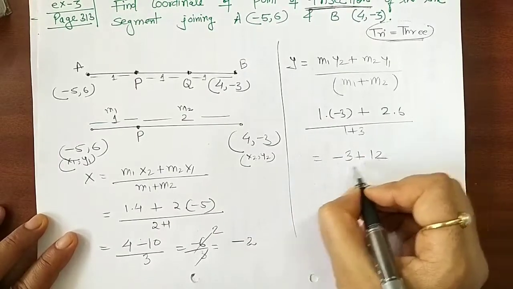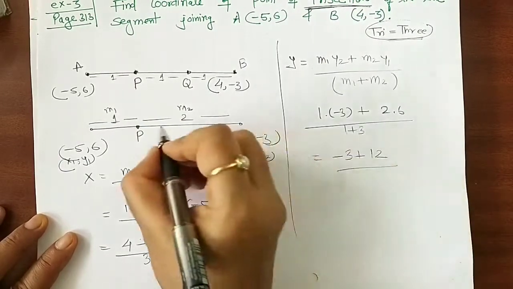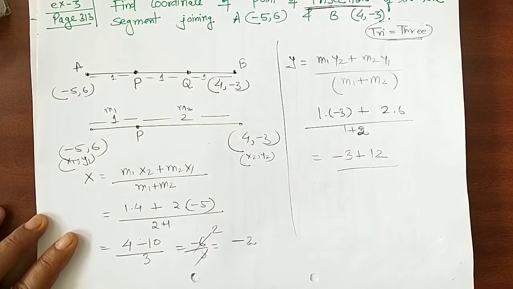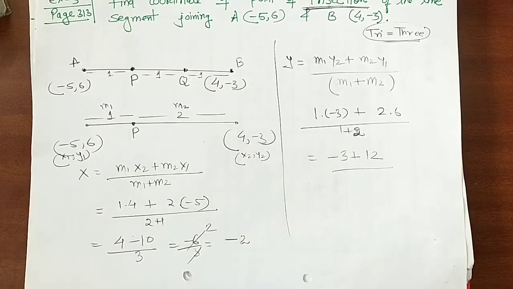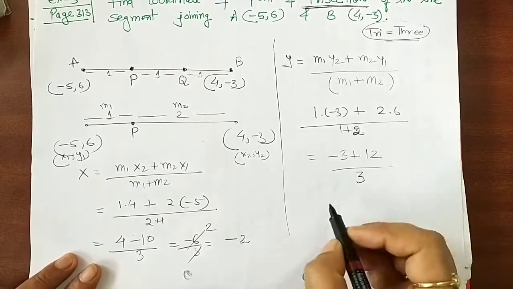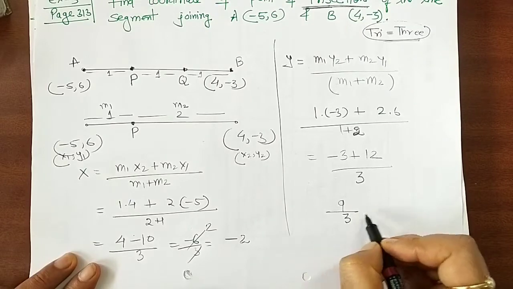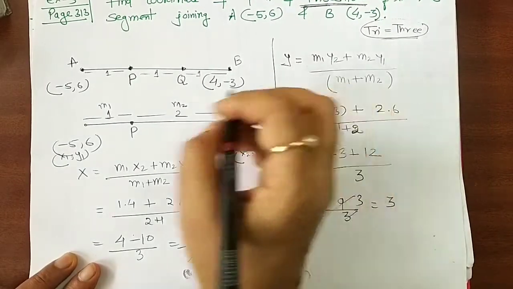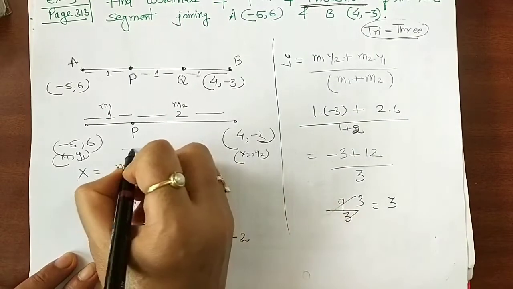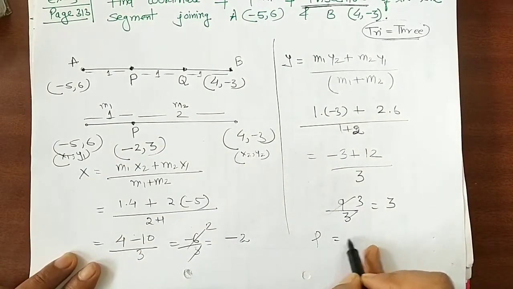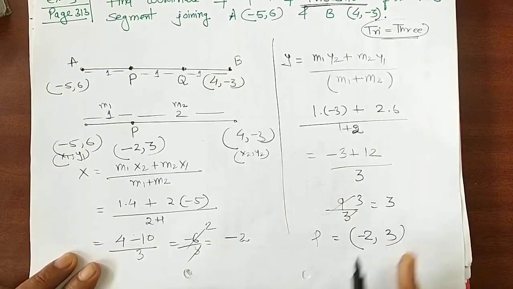6 2s are 12 by, I'm sorry, this is 1 plus 2 because M2 is 2, guys. By 3, so this is 9 by 3, which is 3 if I cancel. So I got y. That means this point is minus 2 comma 3. Understood? So you can say it is minus 2 comma 3.